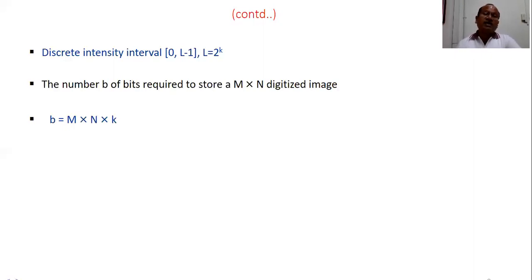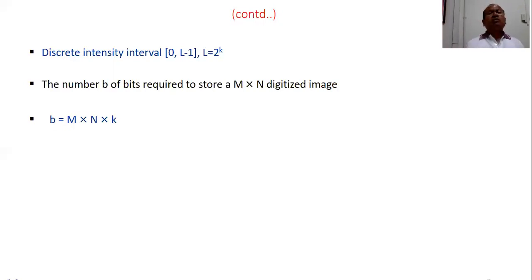We human beings understand black, white and gray, and then some variants of gray. But a computer understands more than 200 different variants of gray color. It's because of the digitized way of storing and interpreting the image. So how many bits will be required to store an image of dimension M cross N? Obviously, M cross N, the total number of pixels, multiplied by k, where each pixel requires k number of bits.